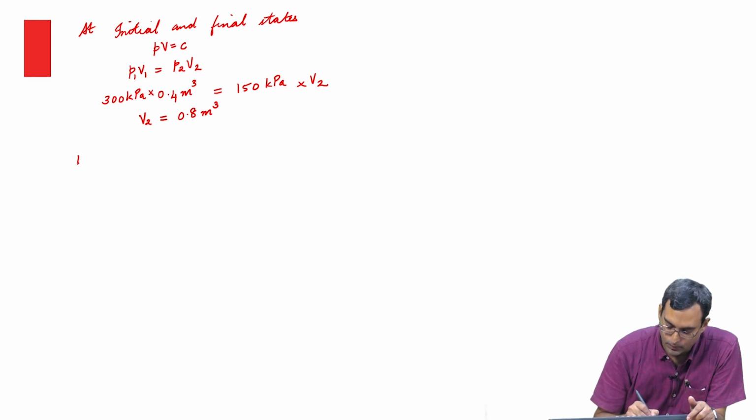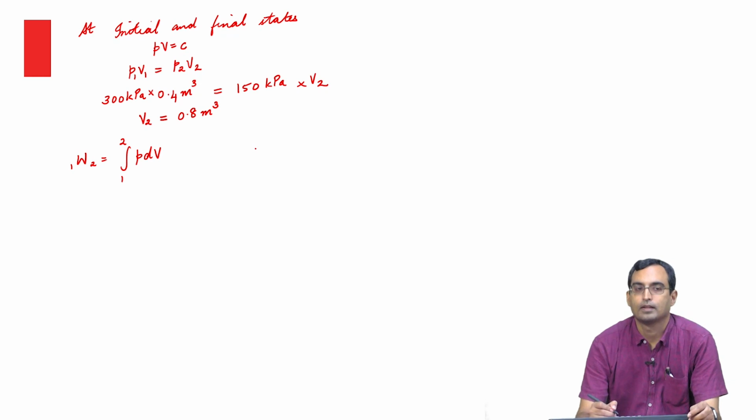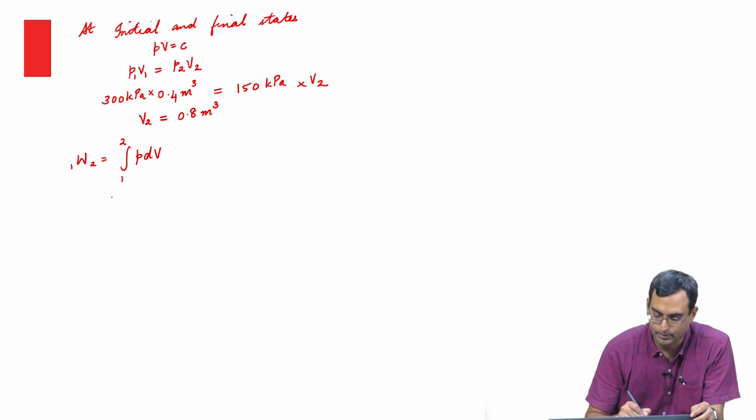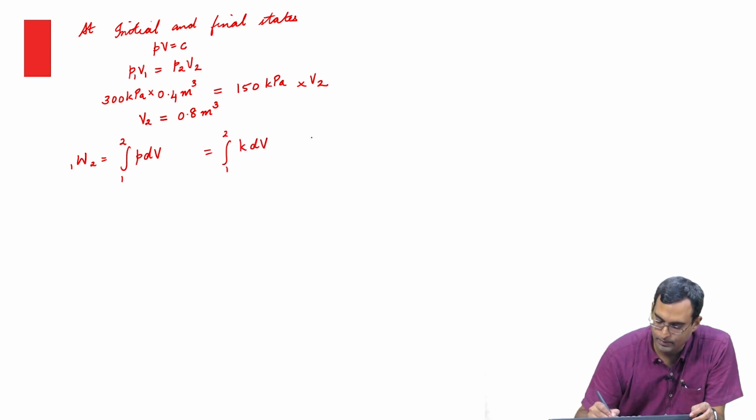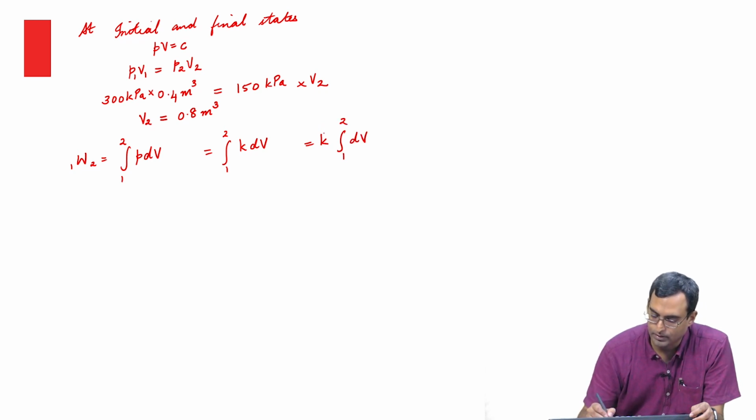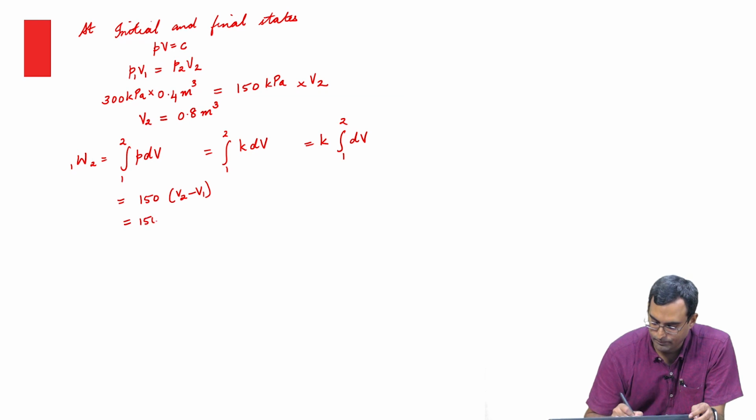So, the work would be given as integral of P dV from 1 to 2. In this process, the pressure is always constant. So, I can take pressure outside. So, this is like some integral of some constant times dV, which is that constant into integral dV. This constant of course is the pressure. So, this is 150 times integral of dV is V2 minus V1. V2 is 0.8 meter cube, this is in kilopascals, this is in meter cube.